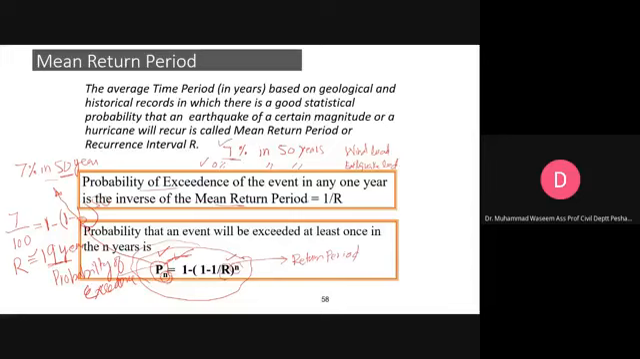And we use this formulation for wind loading, wind load, and for earthquake load, earthquake load.